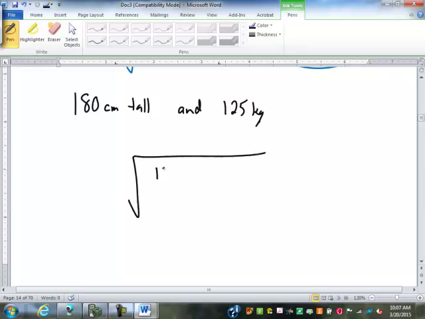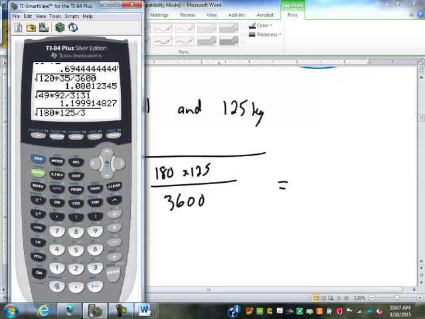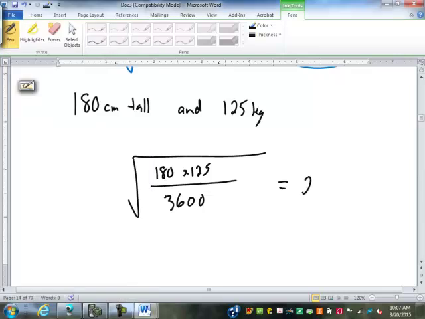So it'll be 180 times 125. 3,600 or 3,131? 3,600. Very good. Giving us 2.5 square meters.